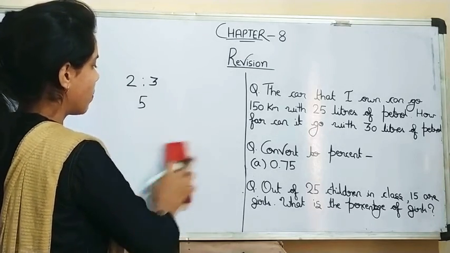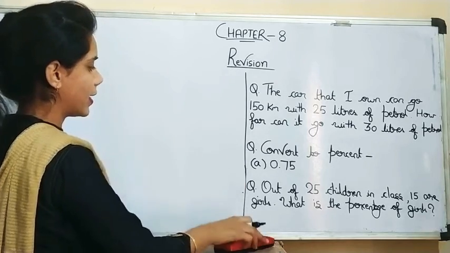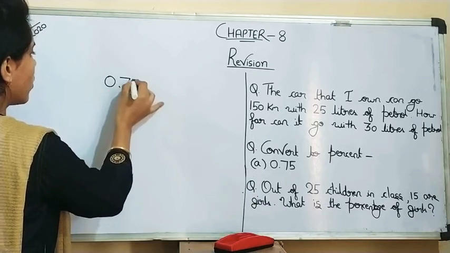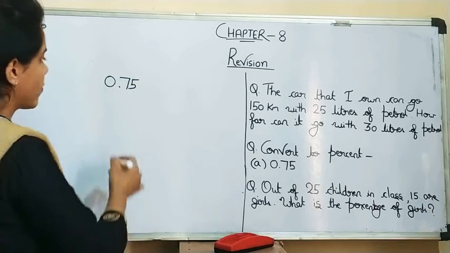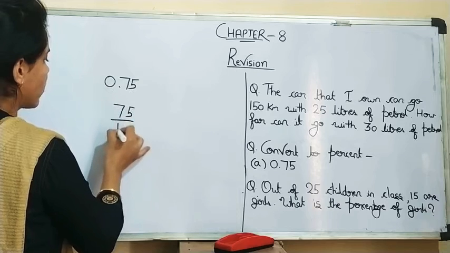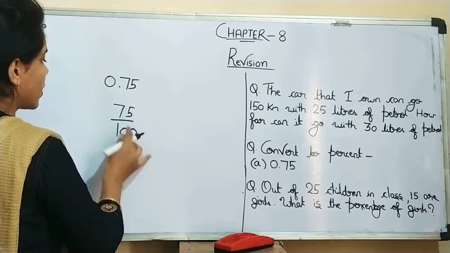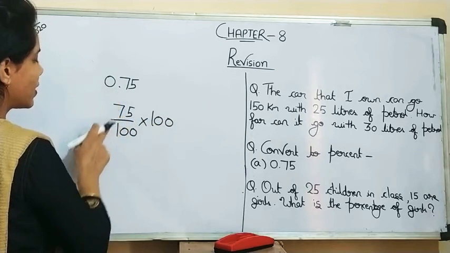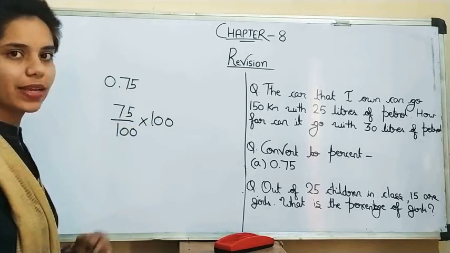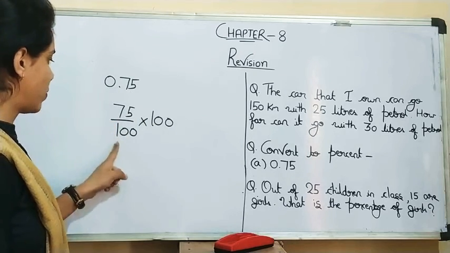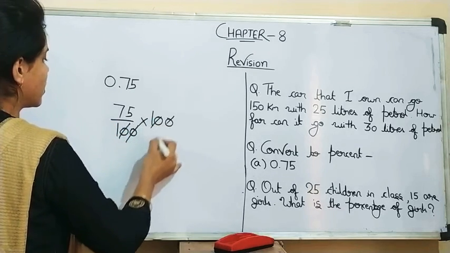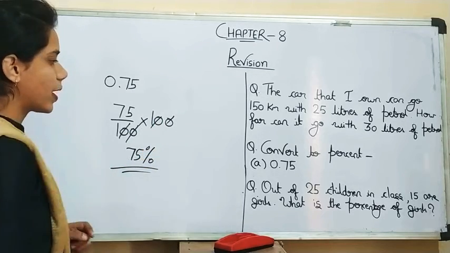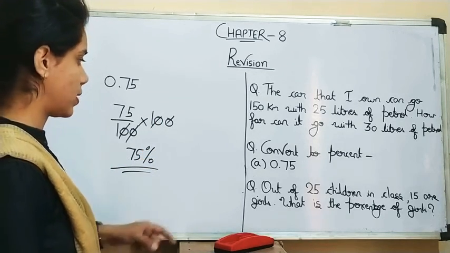Now how can we get the percent? By multiplying by 100. If we want to convert 0.75, which is a decimal number, first we will convert it into a fraction. This will be 75 over 100, because there are 2 digits after the decimal point, so there will be 2 zeros. Then cancel the zeros, and 75% will be your answer. In this way you can get the percentage.